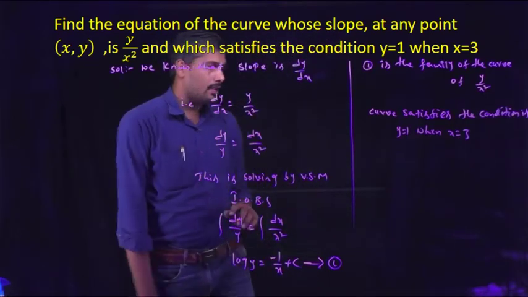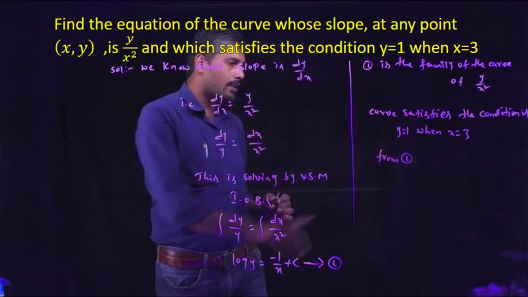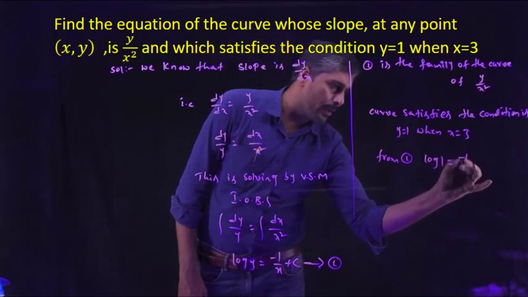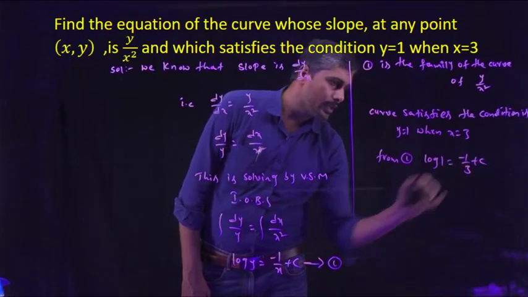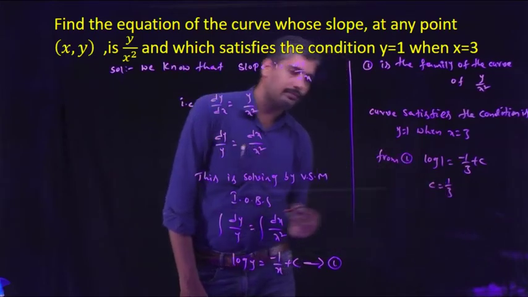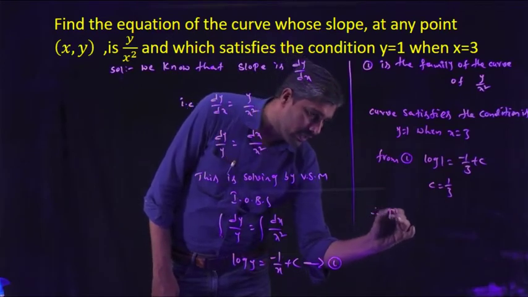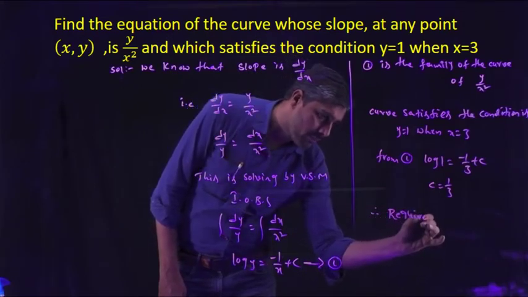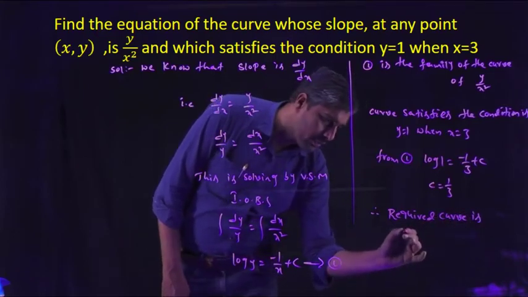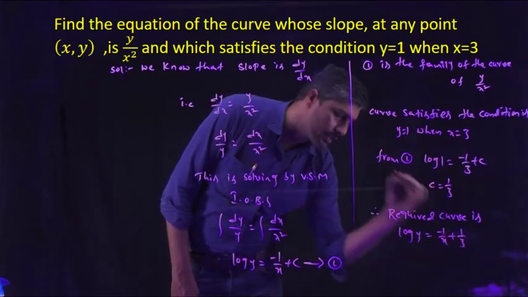Then substitute here, therefore from 1, log y equal to, log 1 equal to minus 1 by 3 plus c. Therefore we know that log 1 equal to 0, then c equal to 1 by 3. c equal to 1 by 3. Therefore the required curve is log y equal to minus 1 by x plus 1 by 3.